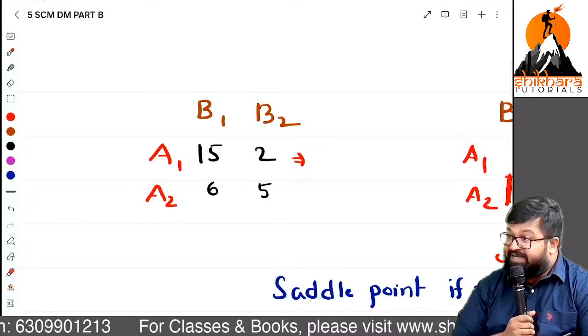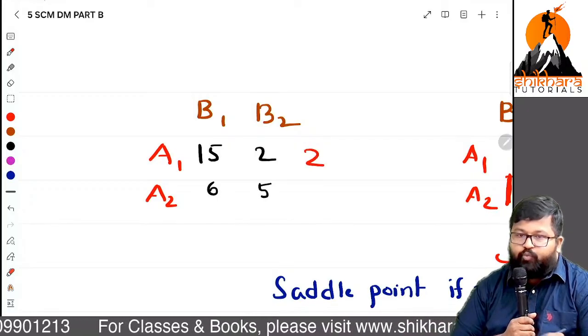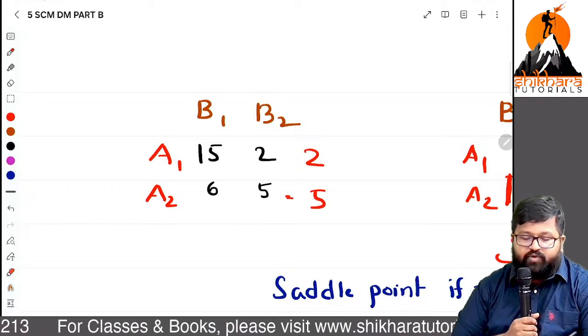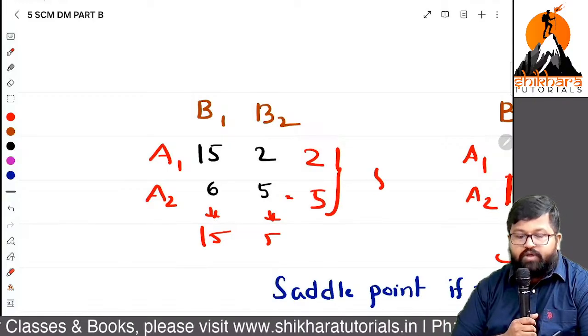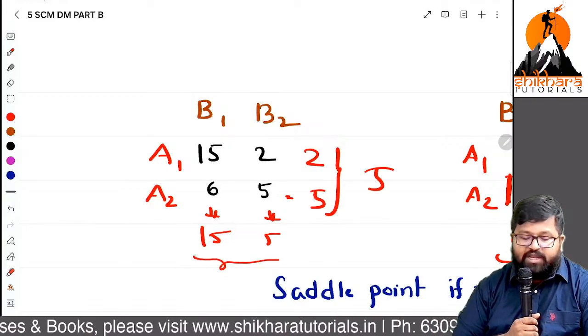It's a saddle point. So what is the value, ma? 2. And in the second case, 5. In the first case, 15. In the second case, 5. Highest value, 5. Highest value, so least value, 5.